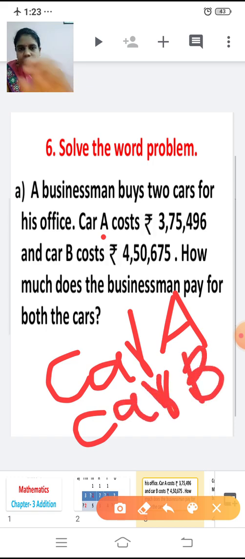The cost of car A is, what is the cost of car A? 3,75,496. And what is the cost of car B? 4,50,675. Now how much does the businessman pay for both the cars? Will you add or subtract? If you want to find the total amount of money, what do we have to do? We have to add, right? We'll see now.